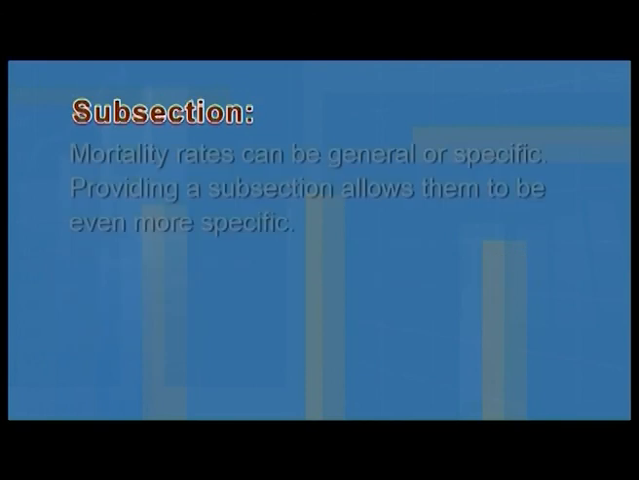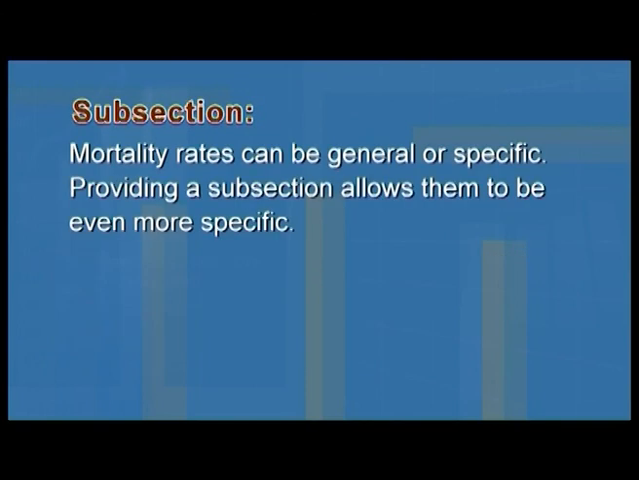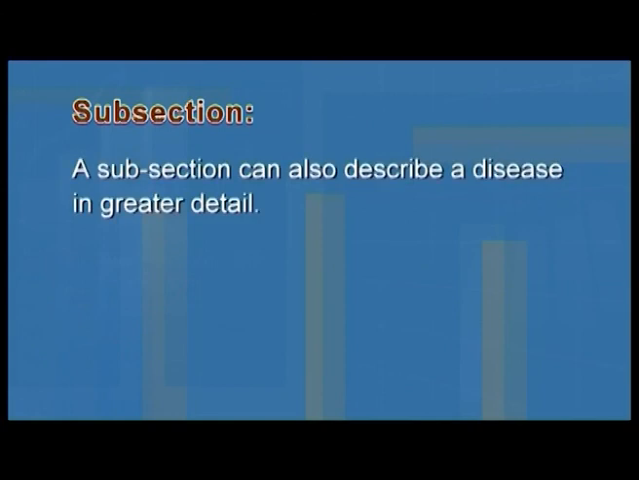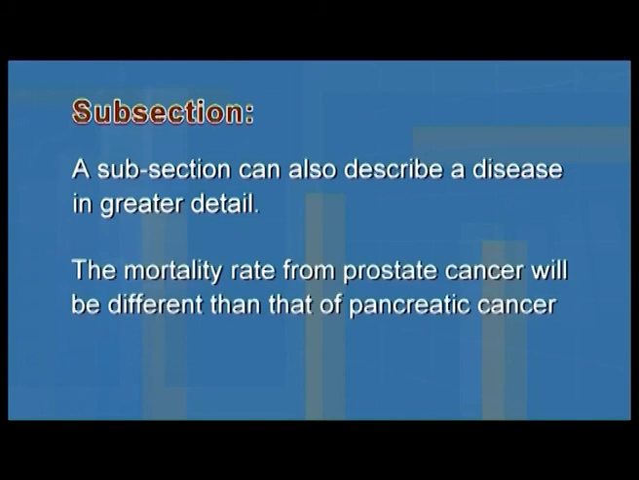Subsections. Mortality rates can be general or specific. Providing a subsection allows them to be even more specific. For instance, the infant mortality rate refers to children who pass away after birth but before they are 1 year of age. A subsection can also describe a disease in greater detail. The mortality rate from prostate cancer will be different than that of pancreatic cancer.